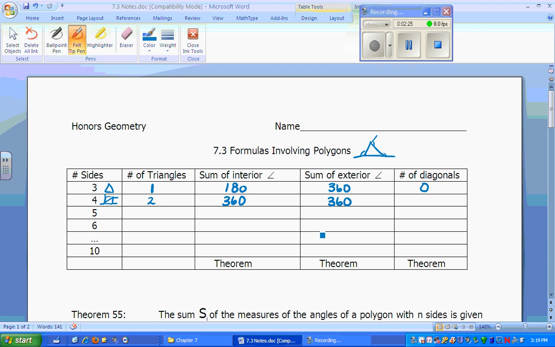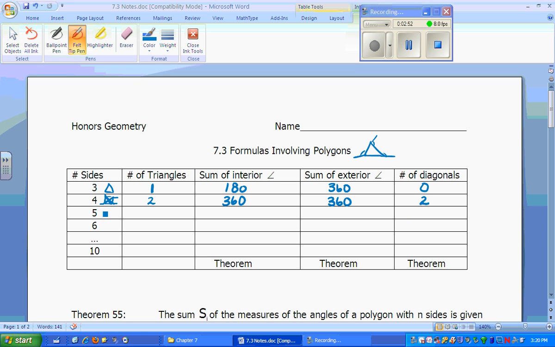And then lastly, they want the number of diagonals. Well, diagonals can't cross, you can't overdo the number of diagonals that you have. So when you look at it, there's one diagonal, there's the second diagonal, and you can't go back the opposite way. So how many does it have? It has two diagonals.